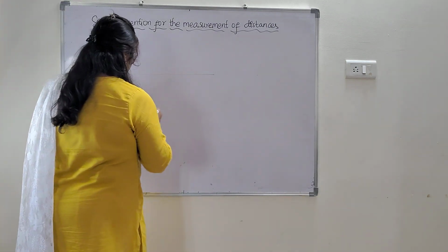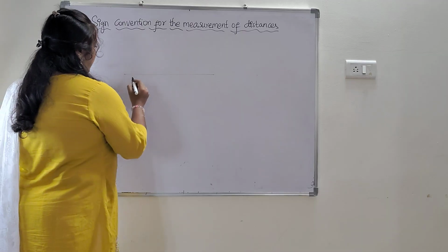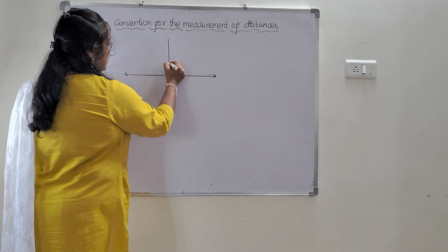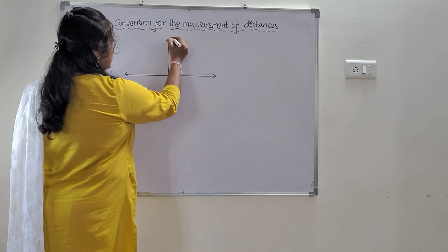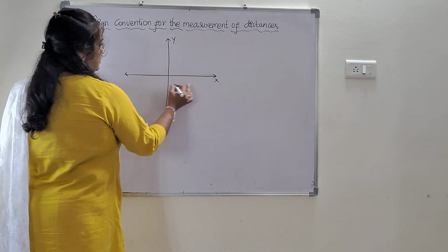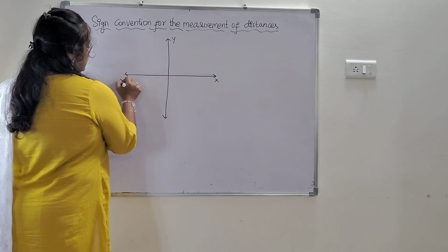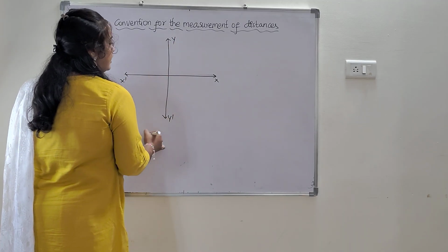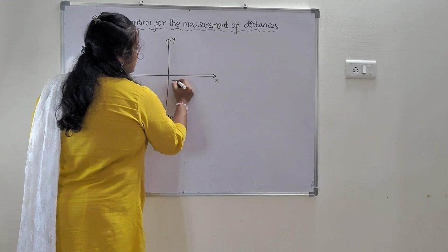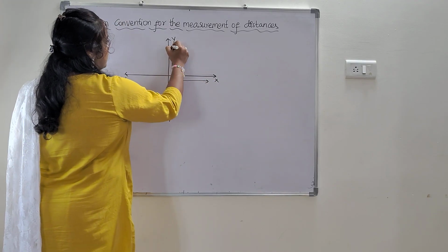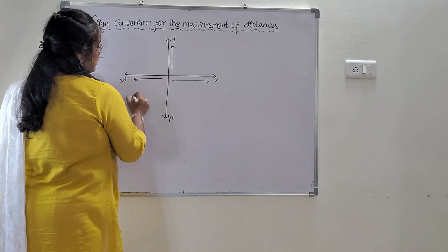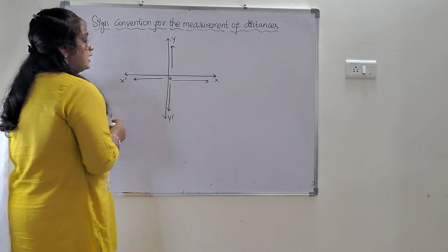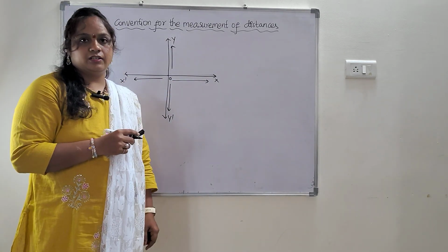In order to know about the sign convention for the measurement of distances, first we need to know about the x-axis and y-axis. The horizontal axis is called the x-axis and the vertical axis is called the y-axis. This is the x-axis, this is x dash, positive y-axis, and this is negative y-axis. So here we have positive x-axis, positive y-axis, negative x-axis, negative y-axis. The point from where we are plotting the graph is called the origin.